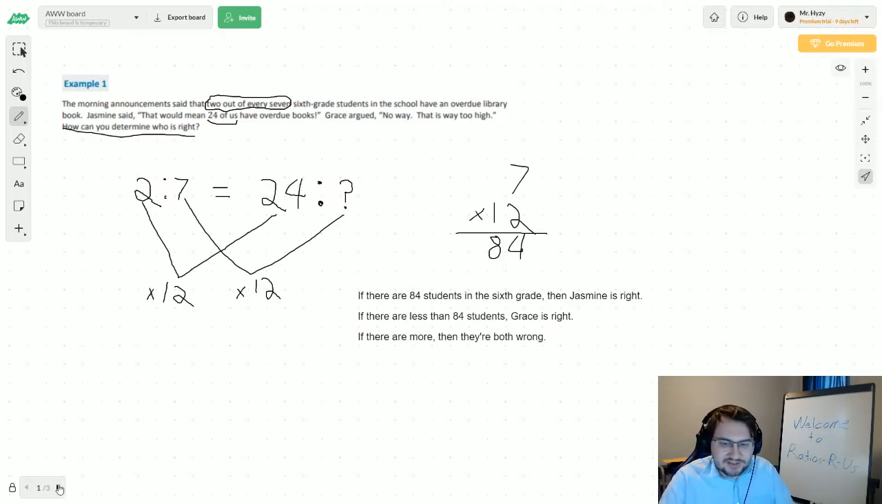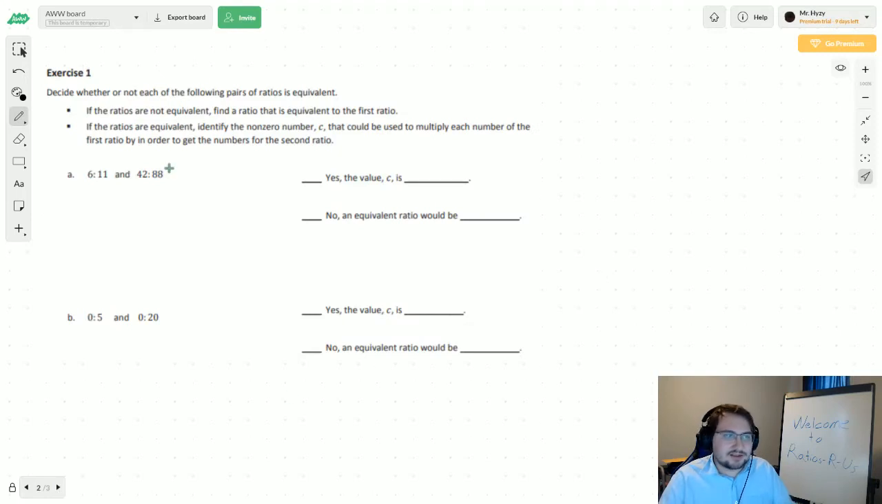If we go on to the next question, it actually says exactly what I was just talking about. Decide whether or not each of the following pairs of ratios is equivalent. If the ratios are not equivalent, find a ratio that is equivalent to the first one. If the ratios are equivalent, identify the non-zero number C that could be used to multiply each number of the first ratio by in order to get the numbers for the second ratio.